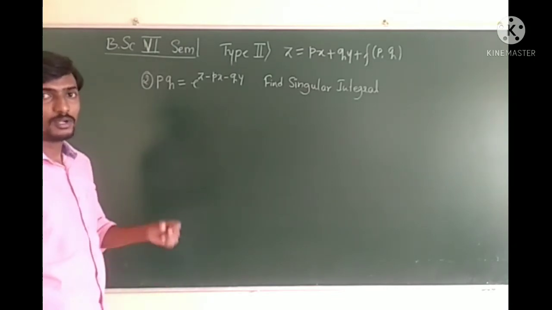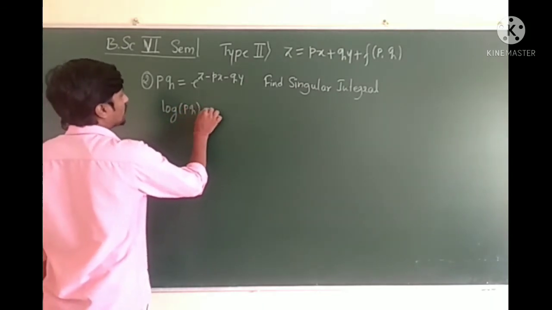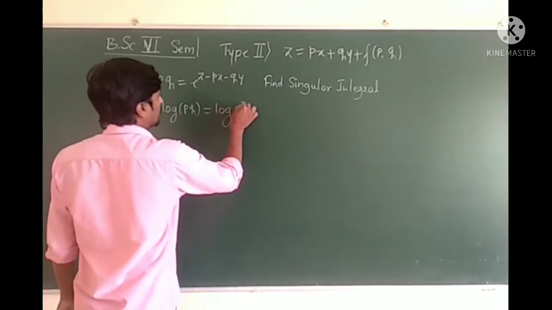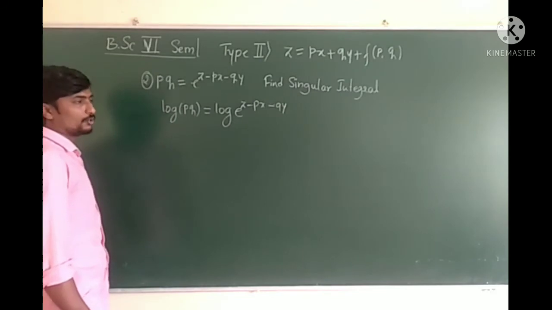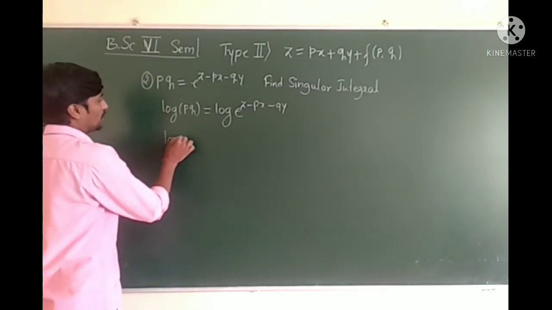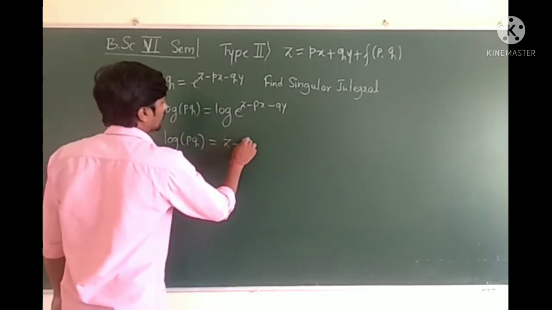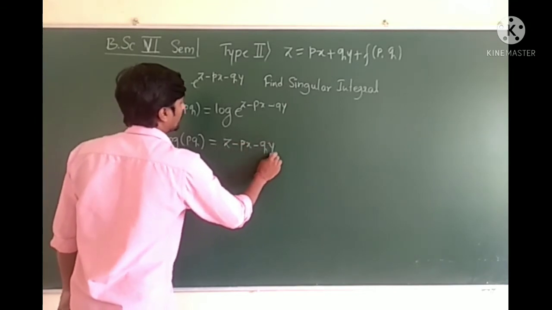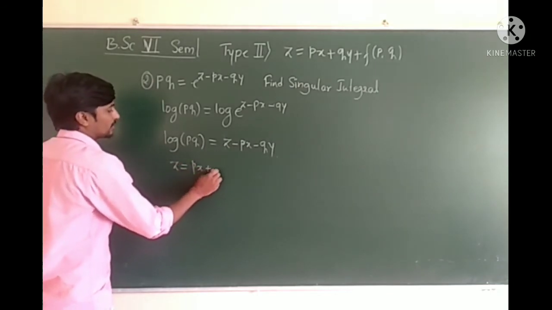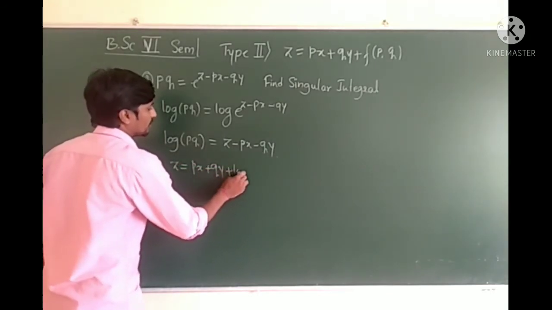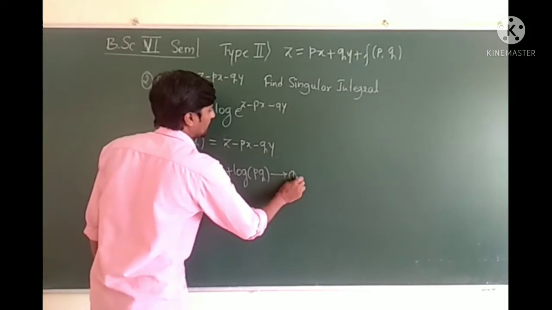So let's apply the log on both sides. Log of pq is equal to log e raised to z minus px minus qy. By the standard formula we can write this as log of p into q is equal to z minus px minus qy. Therefore I can write z equal to px plus qy plus log of p into q. Call this equation 1.